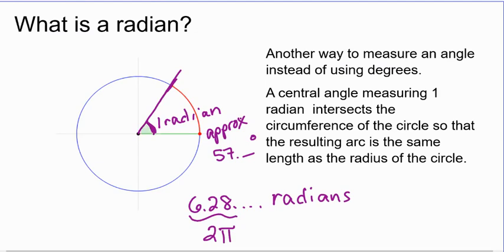Okay, so a radian is just another way to measure an angle instead of using degrees. Like you could measure the distance from your front door to your back door using feet. You could measure it using meters. It's just another way of measuring.